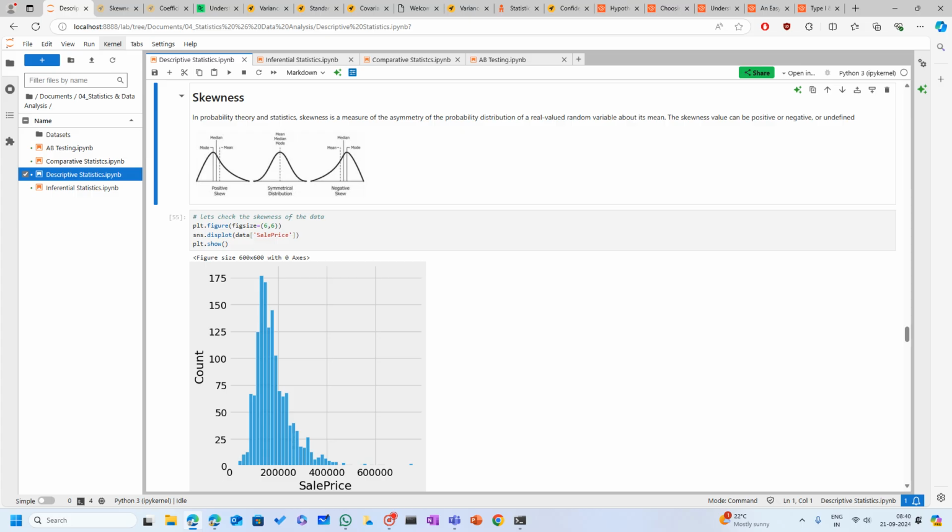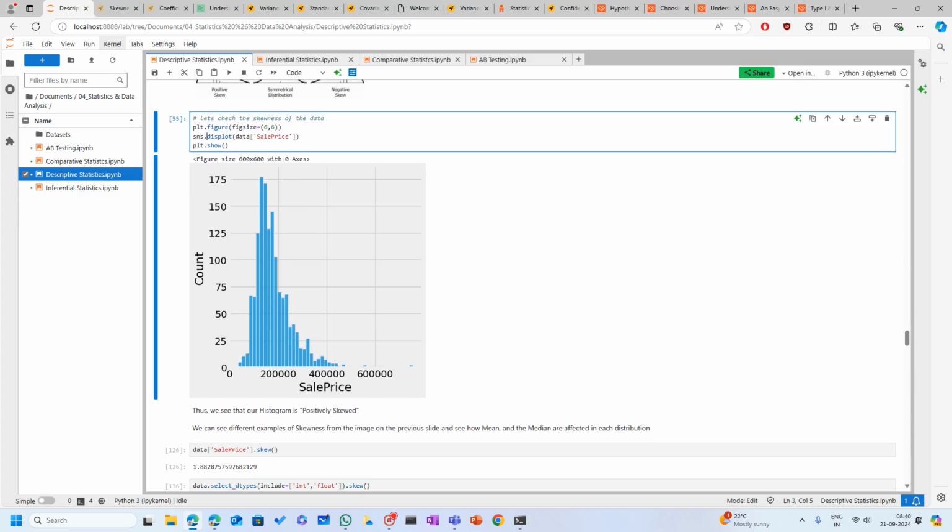Now for right skew or negative skew, right is negative, left is positive. For right skew, mean would be lesser than median, and that would be lesser than mode. So for example, if I do a dist plot or a hist plot, it doesn't matter, both are the same. Dist plot is distribution plot, and hist plot is histogram. So both are one and the same.